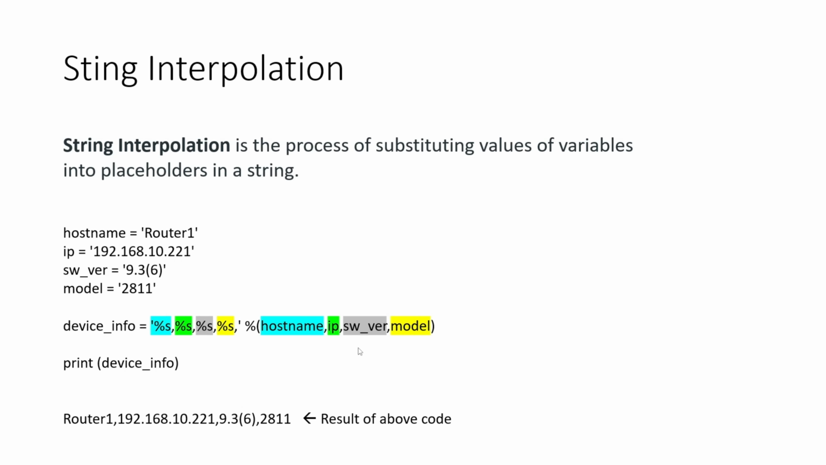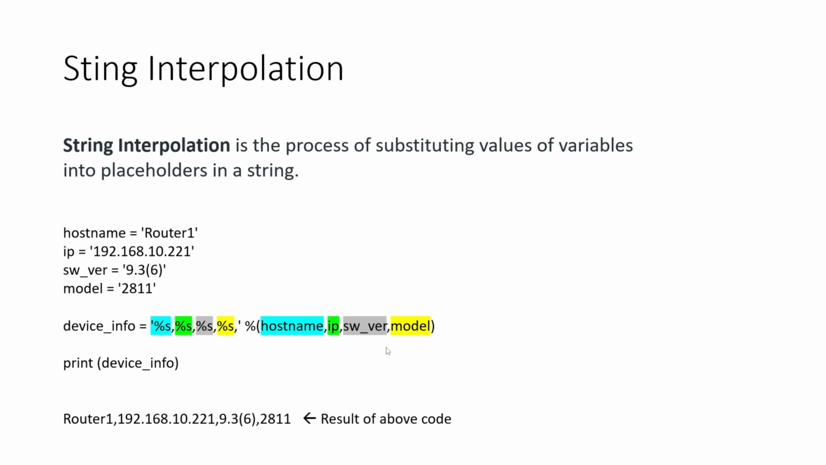String interpolation is the process of substituting values of variables into placeholders in a string. In this example, I've got my same 4 variables as before, and I'm just going to create a reference. The %s is 4 separate references, and at the end of my string, I put the %, and inside of parentheses, I have to comma separate the 4 actual values.